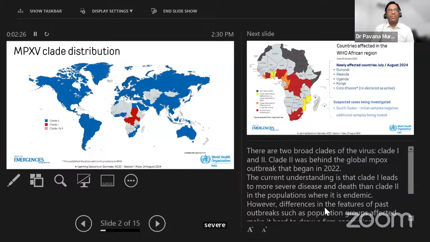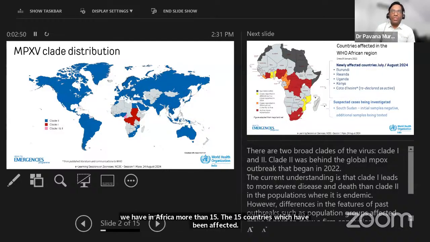Clade 2, the West African strain, went across the world, and nearly 116 countries have been affected from 2022 onwards. The main problem is the central part, where you see red color. In Africa, more than 15 countries have been affected, and since 2024, 12 countries have been affected.